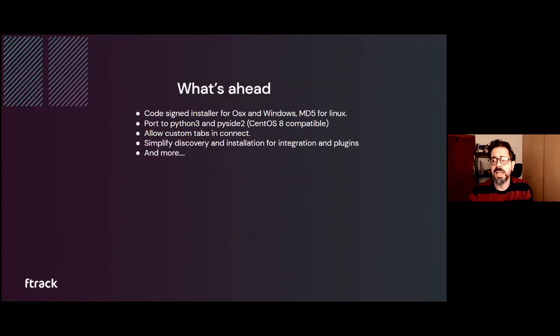So what is ahead at this point? We have been working this year to code sign the installer for OS X and Windows, and this will see the light with the arrival of Connect 2, which will be ported to Python 3 and PySide 2, making it able to run also on the upcoming CentOS desktop version, which is 8, which is fully based on Python 3.